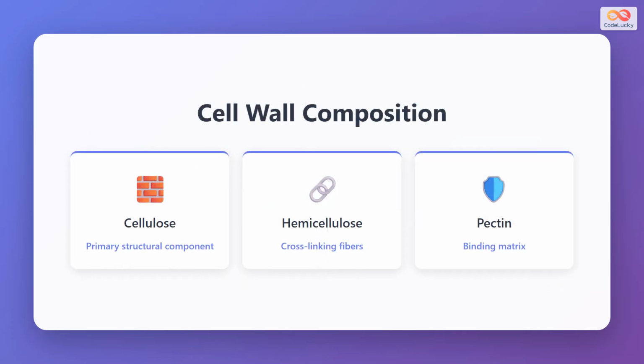The cell wall is made up of three main components. First, cellulose, which forms the primary structural framework like bricks in a wall. Second, hemicellulose, which acts as cross-linking fibers that hold the cellulose together. And third, pectin, which serves as a binding matrix that cements everything in place. Together, these three components create a strong yet flexible structure.